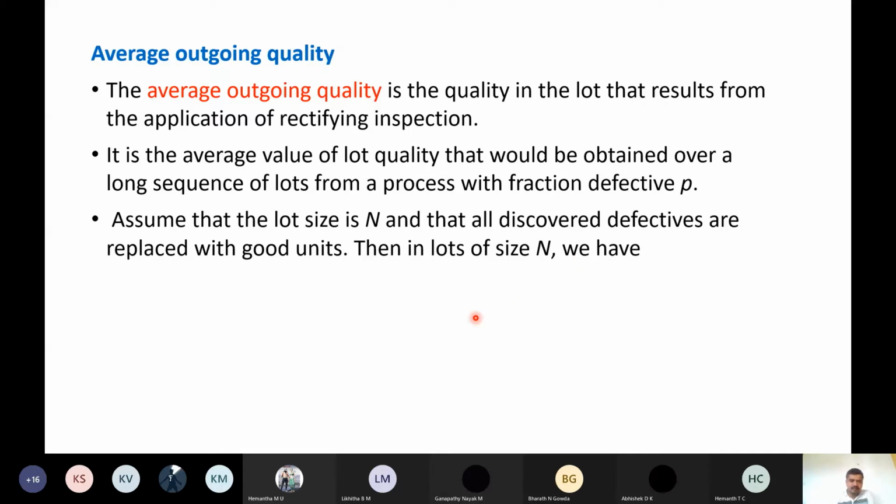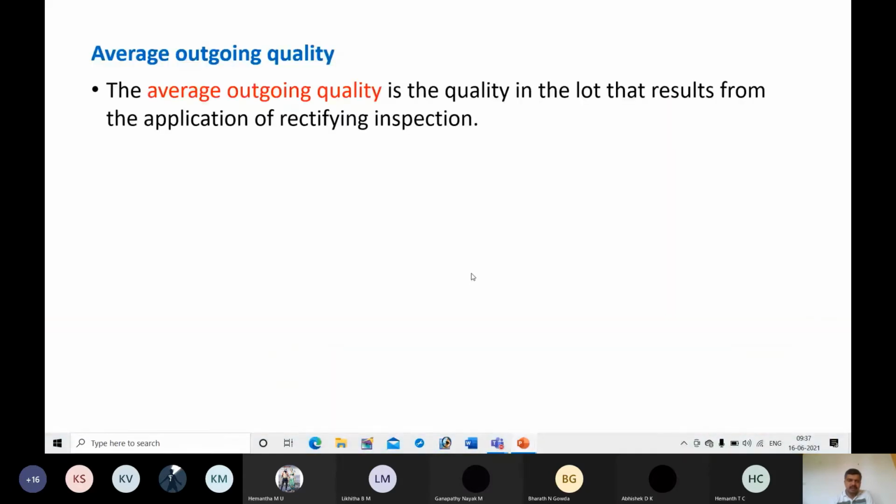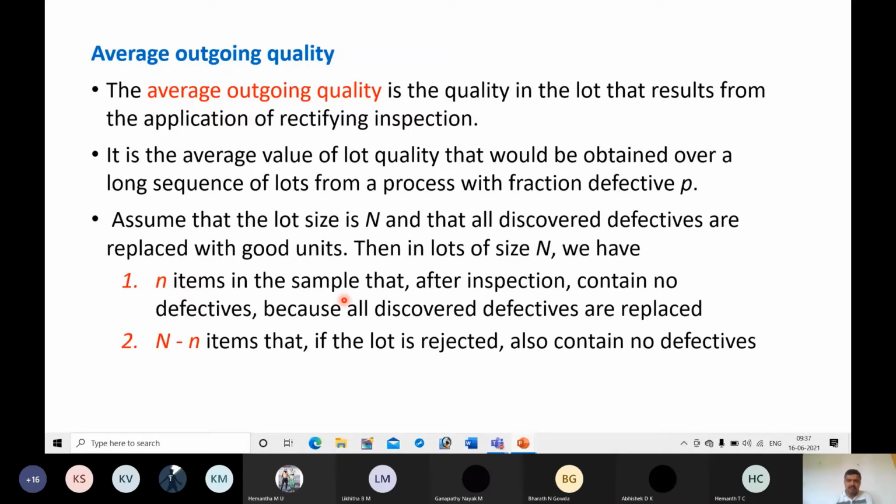n items in the sample that after inspection contain no defectives, because all discovered defectives are replaced. Here n is the sample size. Since a lot is subjected to rectifying sampling, all the defectives are identified and replaced with good ones, so in that particular lot there will be no defective. Next, N minus n items, if the lot is rejected, also contain no defectives.